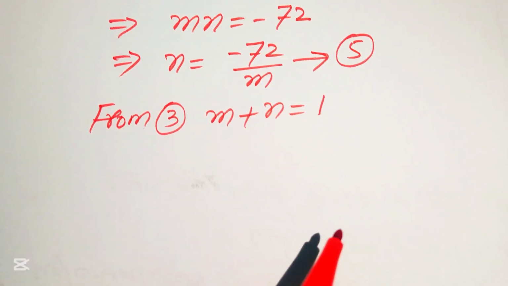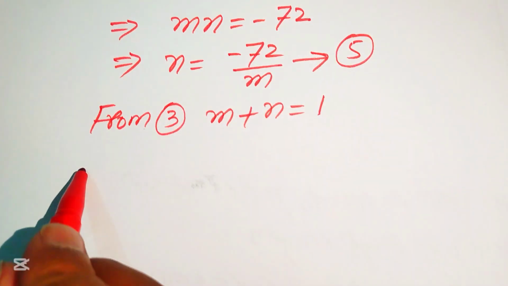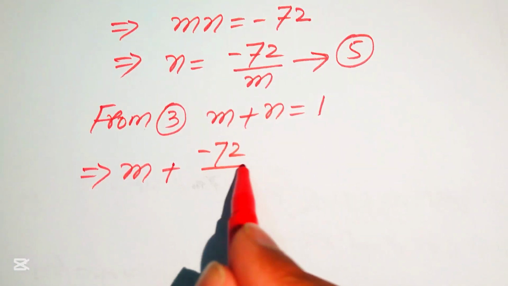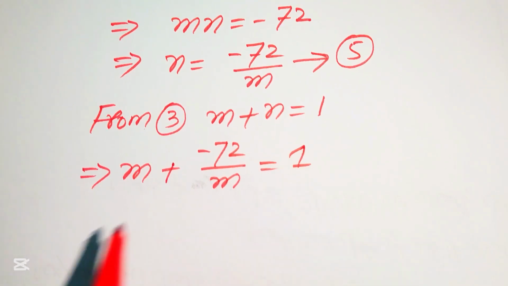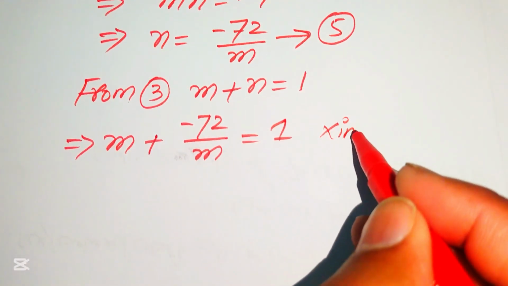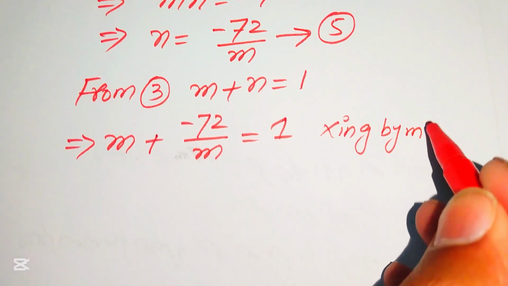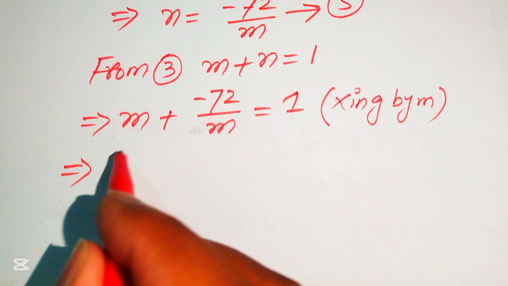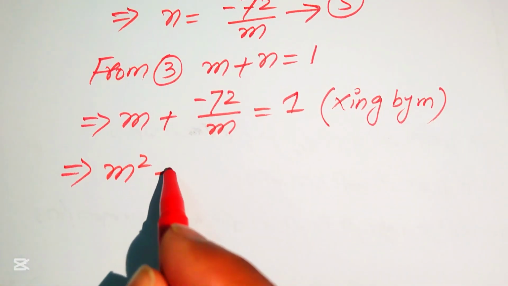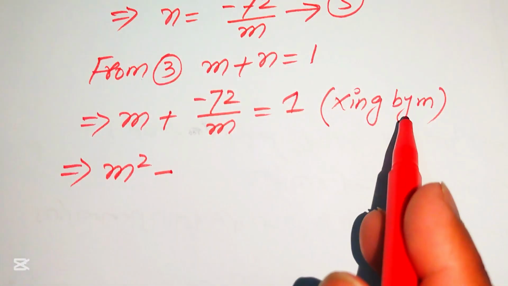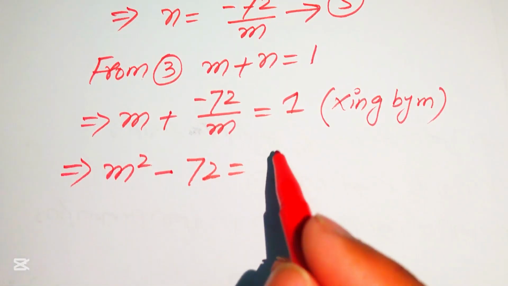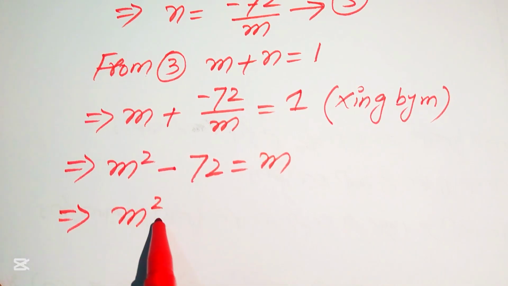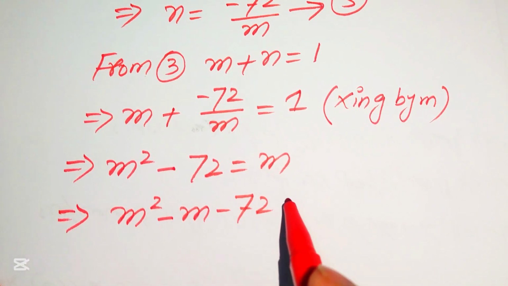And now we will substitute the above value of n here, and it will be written as m plus minus 72 over m equals to 1. And now here we will multiply both of the sides by m. So when you multiply both of the sides by m, it will be written as m times m becomes m square, and this is plus minus minus, this m is cancelled out by this m, and we get 72. 1 times m equals to m. So now we move this m to the left hand side, it becomes m square minus m minus 72 equals to 0.